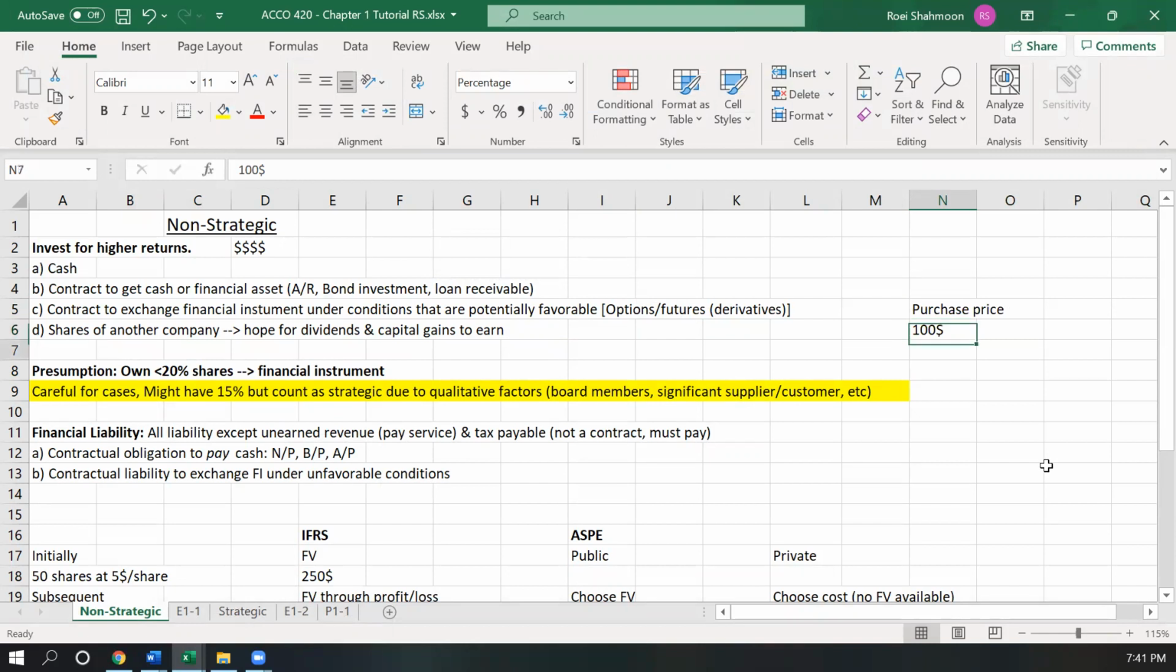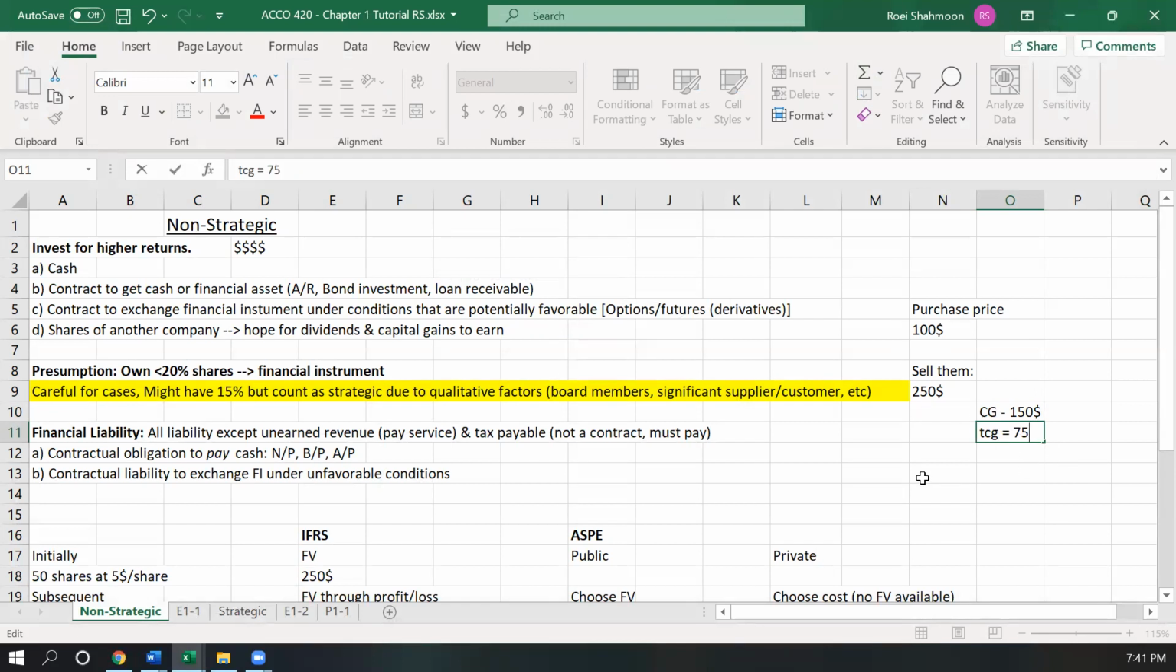Okay. Now, if I sell them for $200, or let's say $250, so we don't have the same number, well, I just made a capital gain of $150, right? $250 minus 100. And of course, for tax purposes, that will be a TCG of $75. In case you guys are doing some 440 on the side, you guys will know what I'm talking about here.